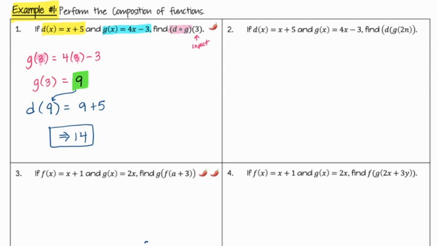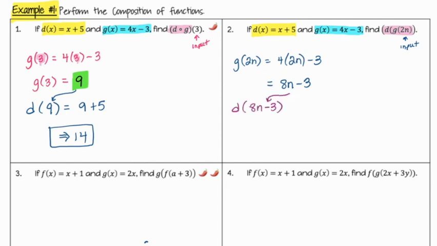So let's try another one more algebraic. We have two functions, the d function and the g function. This time we're doing d composed of g of 2n. So my starting input is this 2n. I'm starting with the g function. Okay, and I get this output of 8n minus 3. That output is my new input for my next function, which is d. And I'm going to input that into my d function, giving us a final output of 8n plus 2. There's my composition.